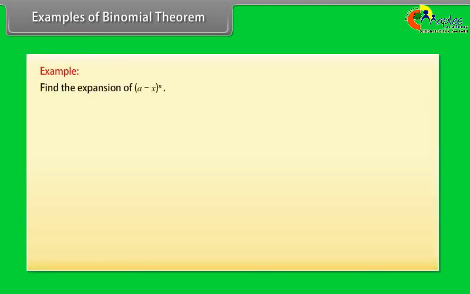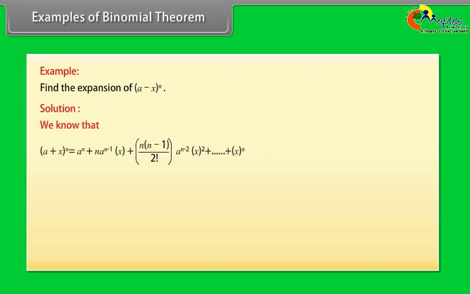Examples of binomial theorem. Example: find the expansion of (a - x)^n. Solution: we know that (a + x)^n = a^n + nC1 a^(n-1) x + n(n - 1)/2! a^(n-2) x^2 and so on up to x^n. Put x = -x in the above expansion.